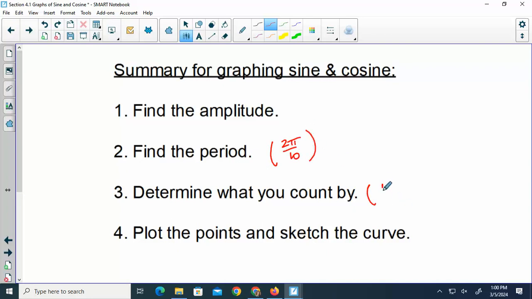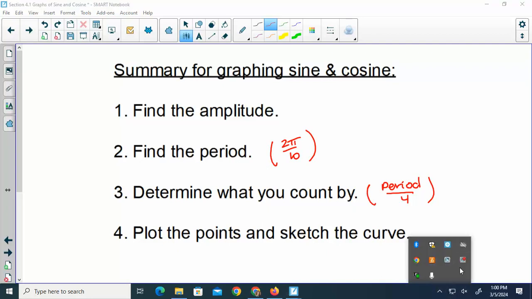Our count by is going to be the period divided by 4 for 4 quadrants. And then we'll plot our points and draw a curve. It is a curve, so it has to be. All right. So now we're just going to do a few examples.